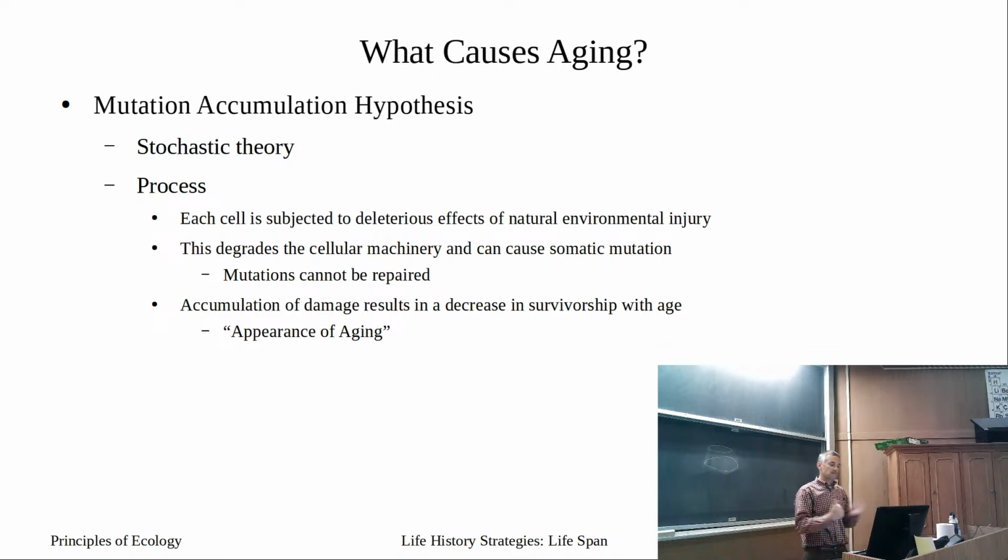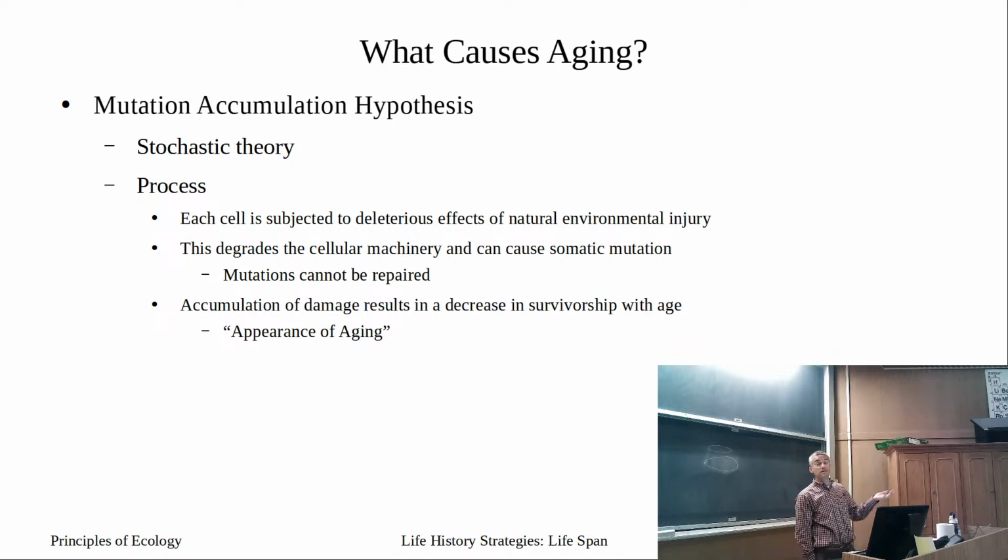As we age, again, we're going to have a decrease in survivorship and an increase in mortality rates because of this damage. So I think we have plenty of examples where this could be the case. We see mutations. We see the effect of UV light. We see the effect of reactive oxygen species. So this is theory number one, the mutation accumulation hypothesis.